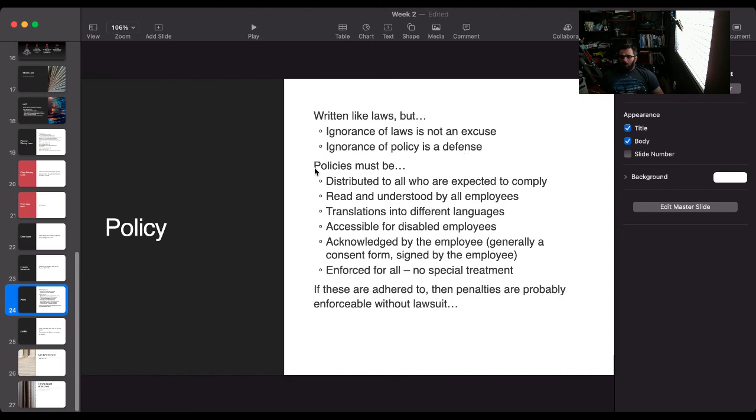but policies must be distributed to everybody who's expected to comply. They have to be read and understood by all employees. It's good to have them signed off that you acknowledge them. Okay? Translations into different languages if they apply to your environment. They have to be accessible for disabled employees. They have to be acknowledged by the employee, usually using a consent form. And you have to enforce them across the board. No special treatment to the CEO or the brother of the CEO. Okay? If you adhere to all of the above, then the penalties are probably enforceable without a lawsuit. Okay?